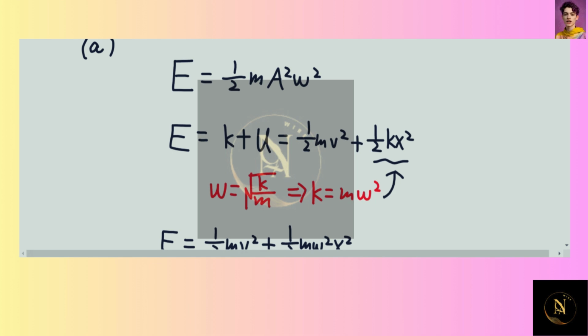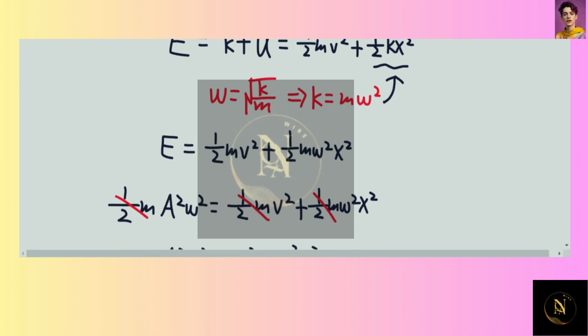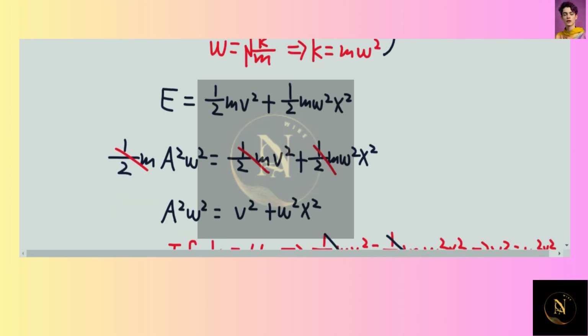So if we plug back into the equation here, we have E is equal to 1/2 mv squared plus 1/2 m omega squared x squared, which gives 1/2 m a squared omega squared is equal to 1/2 mv squared plus 1/2 m omega squared x squared. And as you can tell, 1/2 m can cancel out. Therefore, a squared omega squared is equal to v squared plus omega squared x squared.